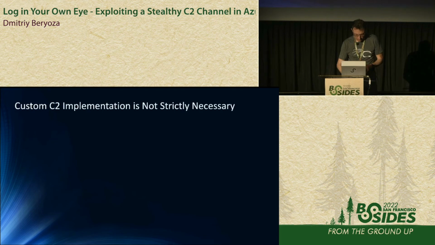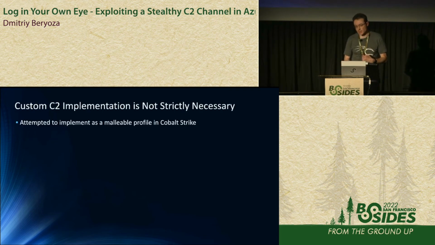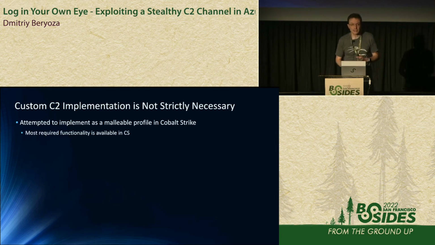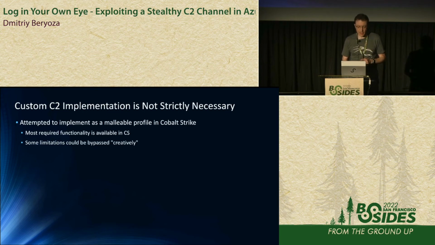All right. So you may be asking why implement a C2 channel from scratch. It would be a valid question to ask. There are a lot of C2 frameworks out there, and I actually tried to implement this with Cobalt Strike with a malleable profile. Most functionality is available in Cobalt Strike, but there are some limitations that could be bypassed creatively. Unfortunately, some other limitations ended up being roadblocks.